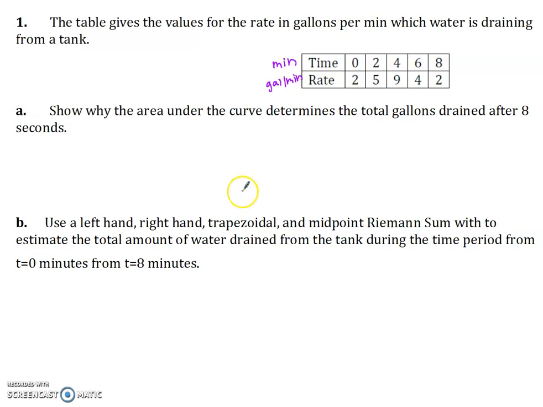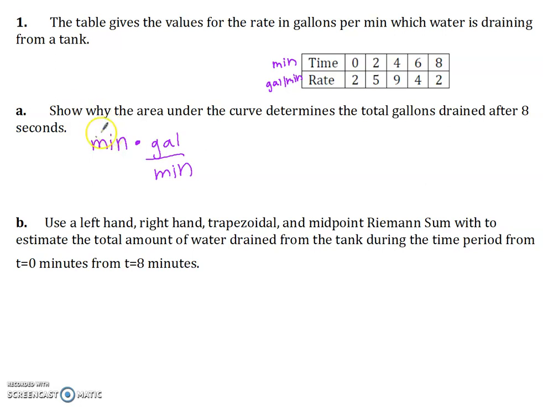after 8 minutes. Okay, so when we're finding the area under the curve with a Riemann sum, we're adding up the area of those figures, so either the rectangles or the trapezoids. And to do that, the width was always the distance between our x values, and the height was always the y value. So to find the area, length times width, that's just multiplying the space between the x's times the y's. So the reason it's going to give us the total gallons drained is that we're going to take our x value, which is in minutes, times our y value, which is in gallons per minute.